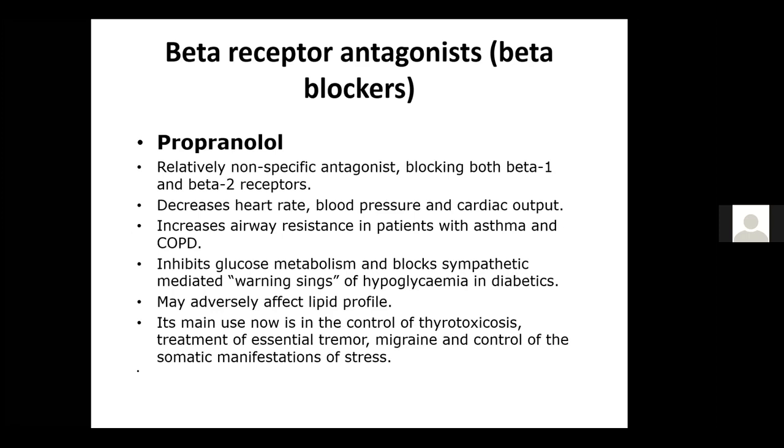But when they're working on both beta 1 and beta 2 receptors, when you block beta 2 receptors, you cause vasoconstriction and bronchoconstriction, which is not good if a patient is asthmatic. So I would say that non-selective beta blockers should not be used in asthmatic patients to decrease blood pressure. Also, maybe I didn't mention it, but beta 2 effects also have an effect on glucose metabolism.